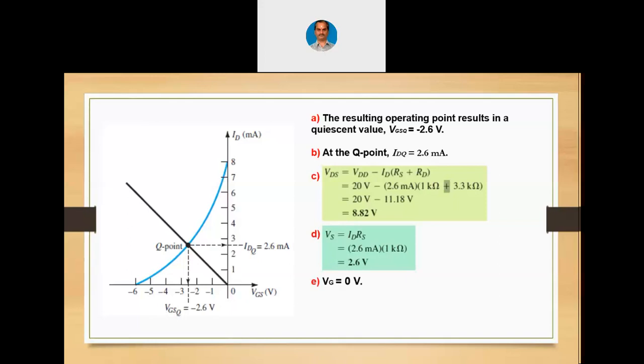Next point, VG is 0 volts. We already know that. Lastly, VD we have to find out. VD is VDS plus VS, drain to source voltage plus source voltage, that is 8.82 volts plus 2.6 volts equals 11.42 volts. This is one way. Another way, you look from the top side: VD equals VDD minus IDRD. You substitute that way, then also you will get 11.42 volts only.